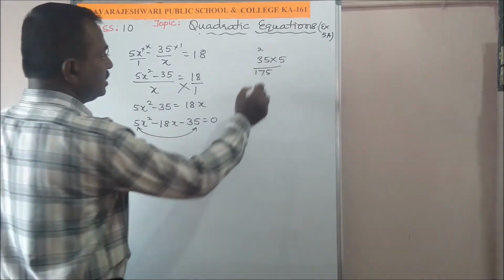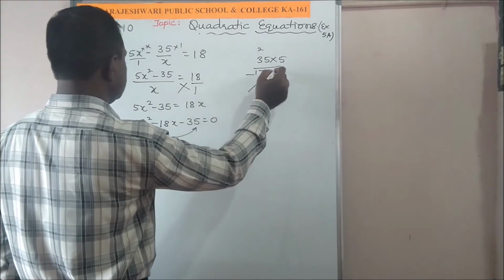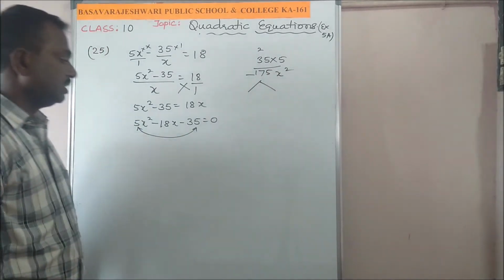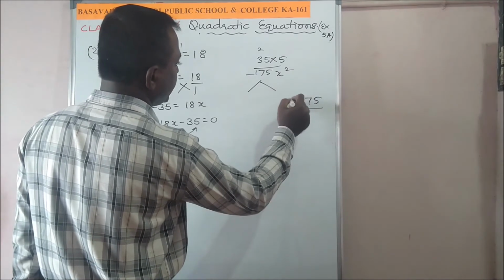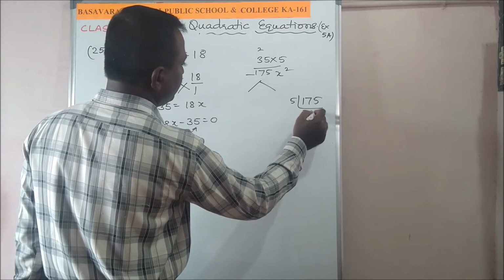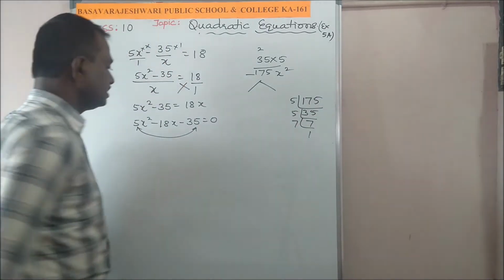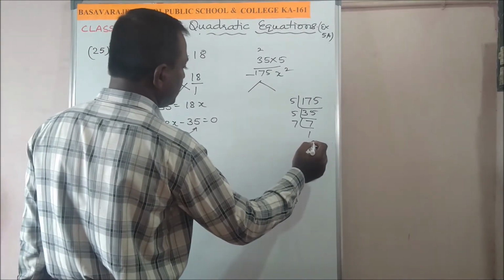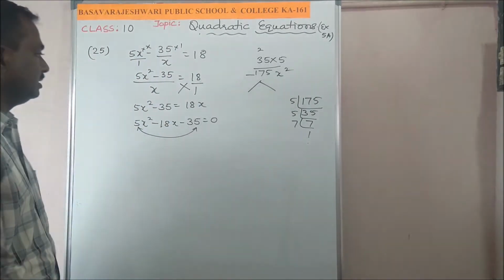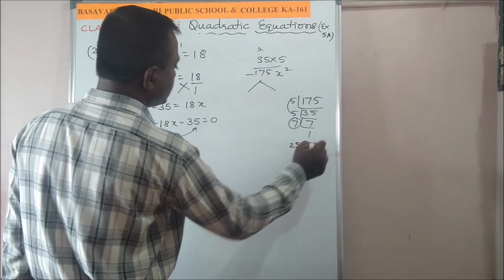175. So divide into two parts, that is minus 175x square. We don't know, it is a bigger number, therefore prime factorization method you have to apply. 5 3s, 5 5s, 5 7s, 7 1s. 25 minus 7, that is 18. So 25 and 7, 25 into 7.